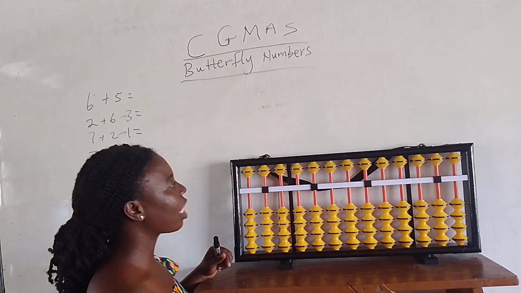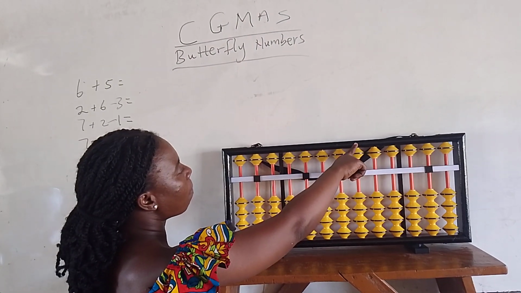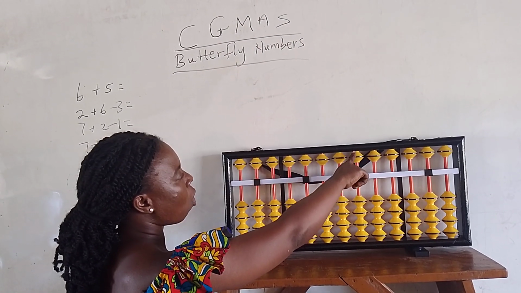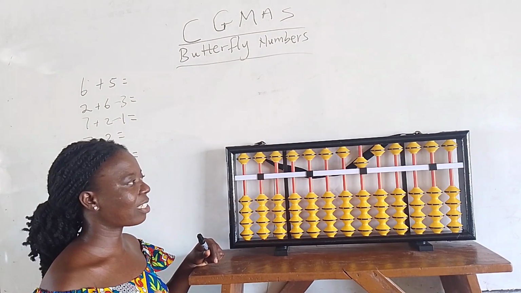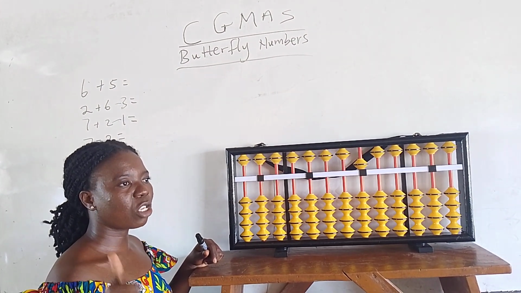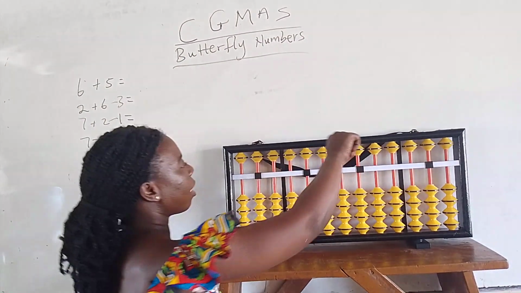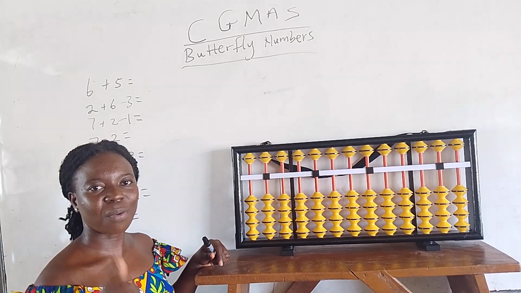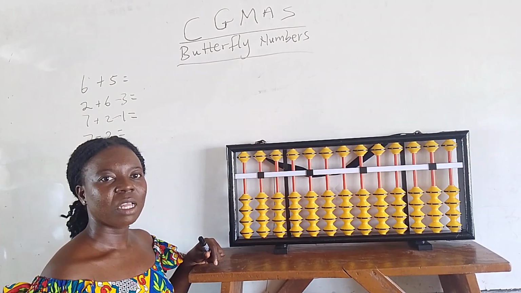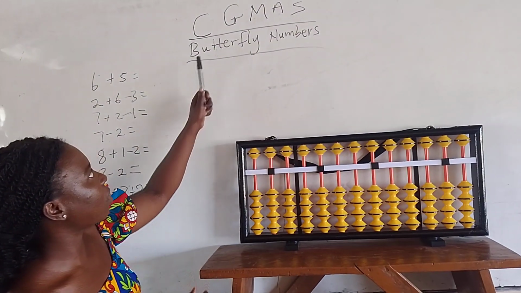Good. So to get 5, simply take your index finger and move the top bead on your ones rod down, and then you have 5. Excellent. And then minus 5, take your thumb, move the bead back up, and then you have minus 5. Excellent. I hope we've remembered that. Now let's go straight to today's lesson. Today we'll be looking at what?